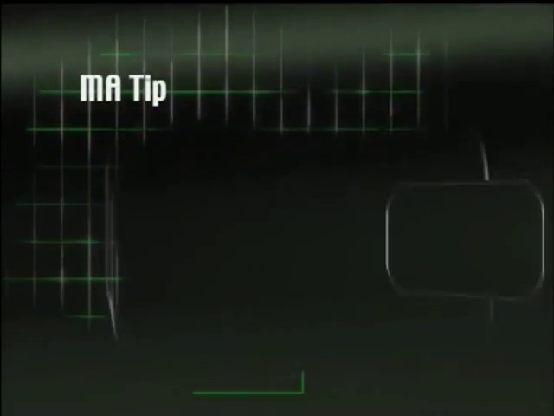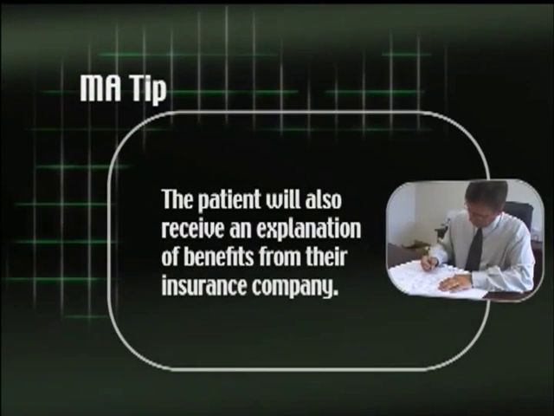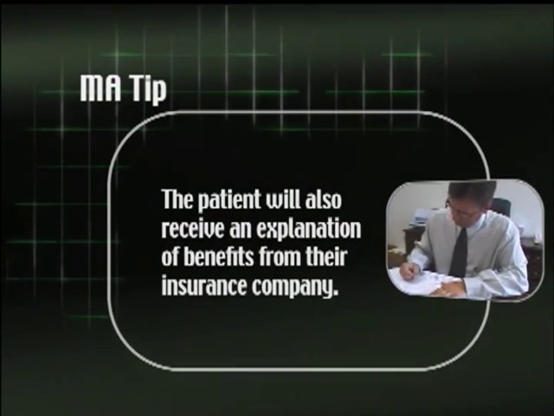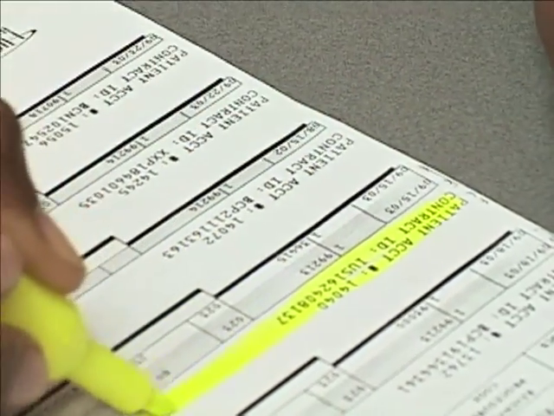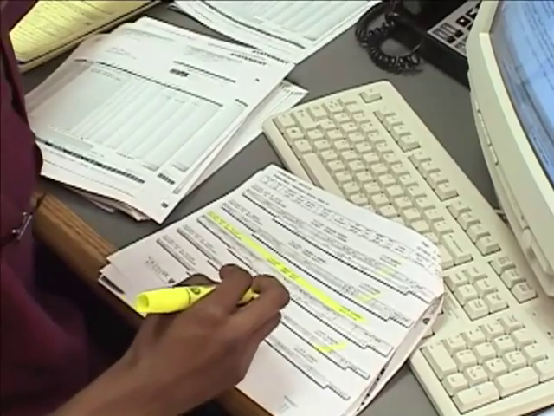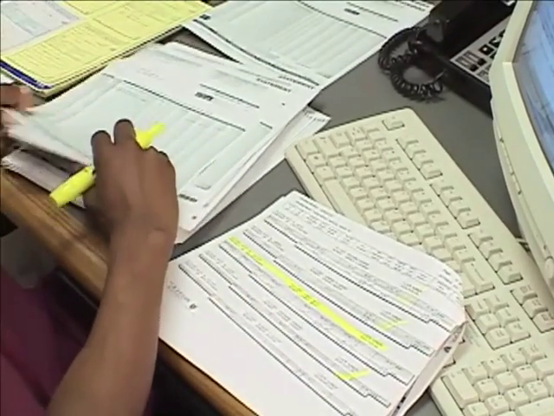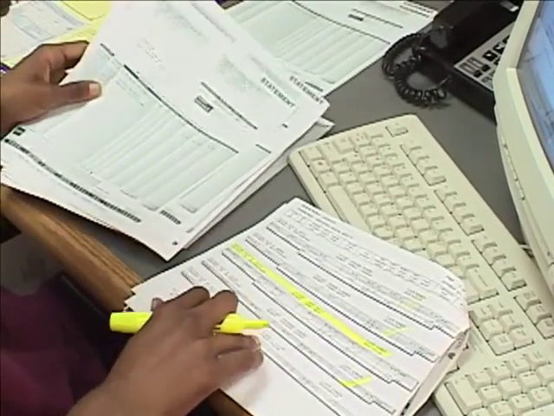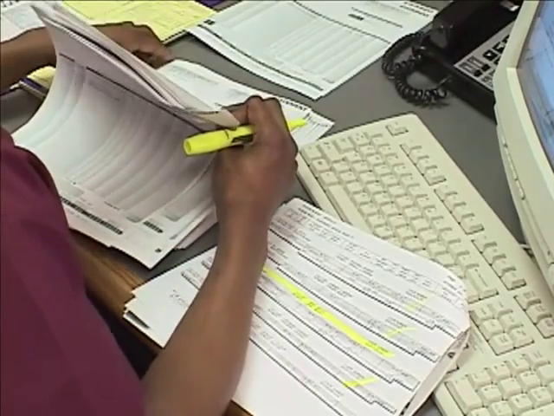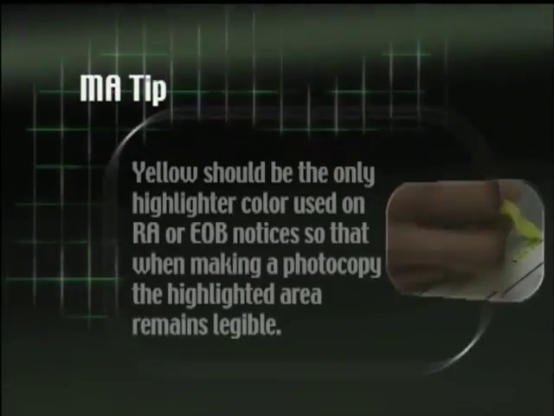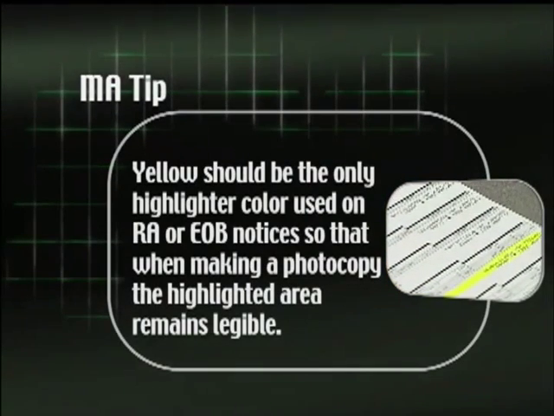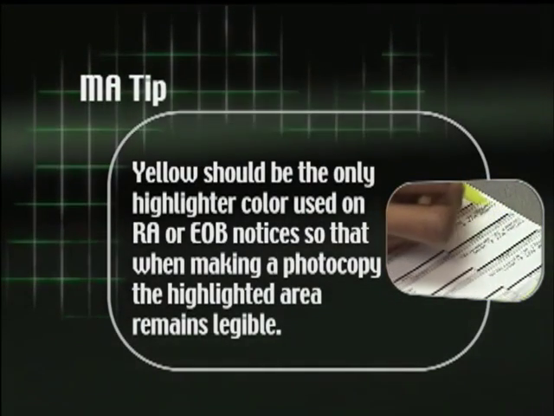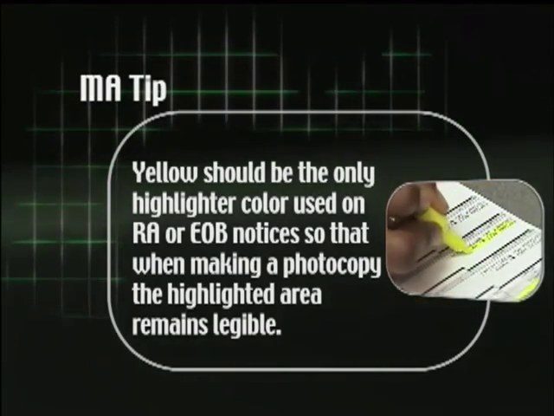MA tip. The patient will also receive an explanation of benefits from their insurance company. As Jamal inputs payments and adjustments, he uses a yellow highlighter on the EOB and sets aside any EOB that contains denied charges. MA tip. Yellow should be the only highlighter color used on RA or EOB notices so that when making a photocopy, the highlighted area remains legible.